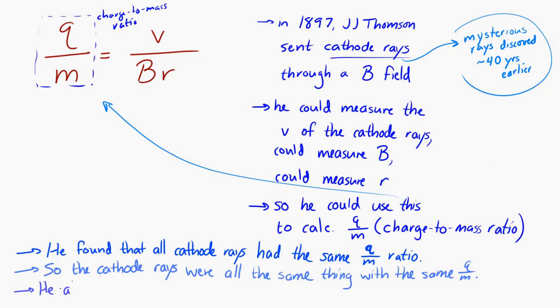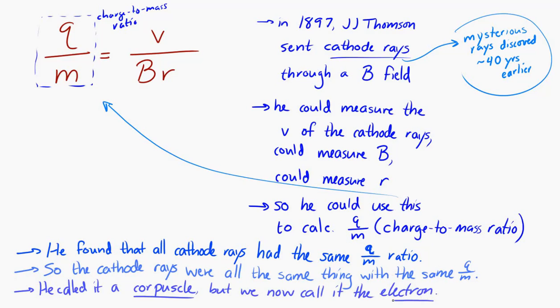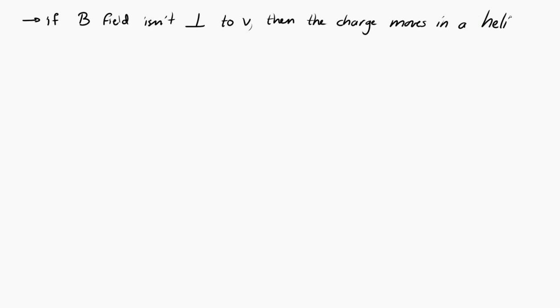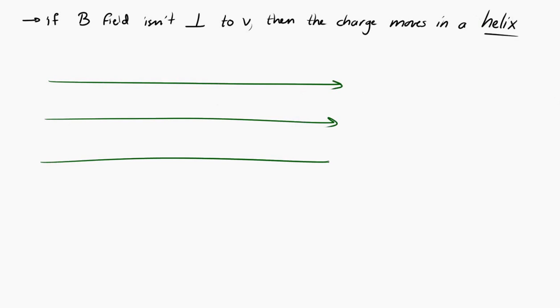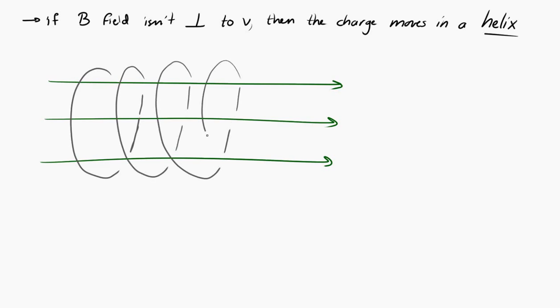And he called it a corpuscle. Cool name. But it turned out what he had discovered was the electron. He had discovered the electron by discovering its charge to mass ratio. And that's one reason why this is such a big deal. Now, if the magnetic field is not perpendicular to the velocity, then the charge will move in a helix, like this. You might call it a spiral, but the fancy name is a helix.